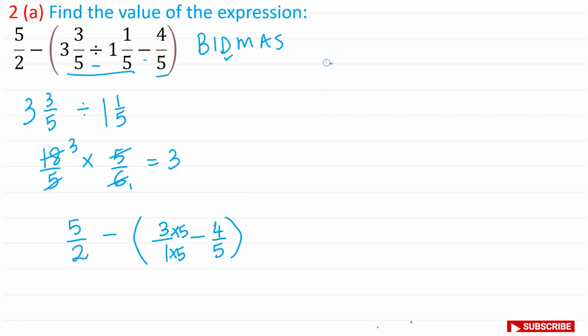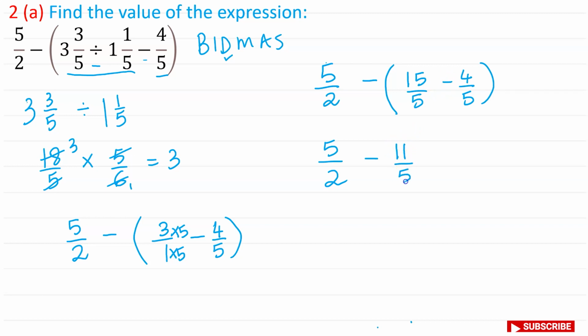And now what do I have? I have 5/2. Take away over here, I have 3 times 5, which is 15/5. And then take away 4/5. So I'm now left with 5/2, take away 15, take away 4 is 11. That's going to be 11/5. Again, I need to subtract these, but they don't have the same denominator. So I need to make the same denominator, which means I'm going to multiply this by 5 and I need to balance it. And I need to multiply this by 2 and then balance it.